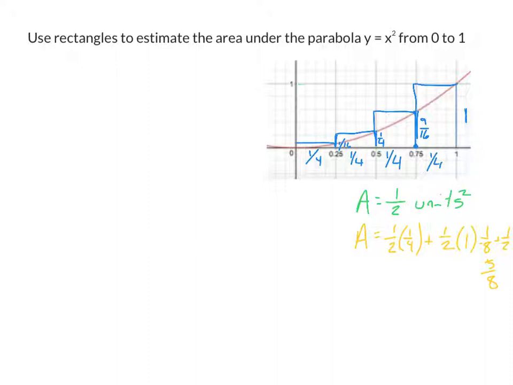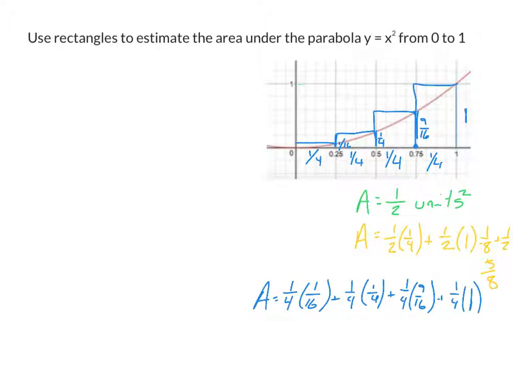So the area here, and I'll need a lot of space for this: my first rectangle is 1/4 times 1/16, plus my next rectangle is 1/4 times 1/4. My next rectangle is 1/4 times 9/16. My final rectangle is 1/4 times 1. 1/4 times a 16th is 1/64, plus 1/4 times 1/4 makes 1/16. 1/4 times 9/16 makes 9/64, plus 1/4 times 1 is simply 1/4.